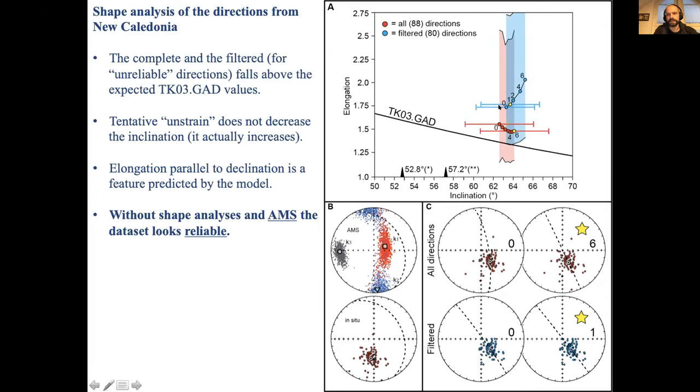And what we see is that the complete data set looks reliable. If we filter the data, it's a bit less reliable. Then we tried using the directions from the magnetic susceptibility tensor to unstrain the directions, to see what happens if we apply an unstraining technique. And what we see is that we enter the condition of elongation parallel to the declination, with very similar results. But still we are far from the expected inclination, which is this one.